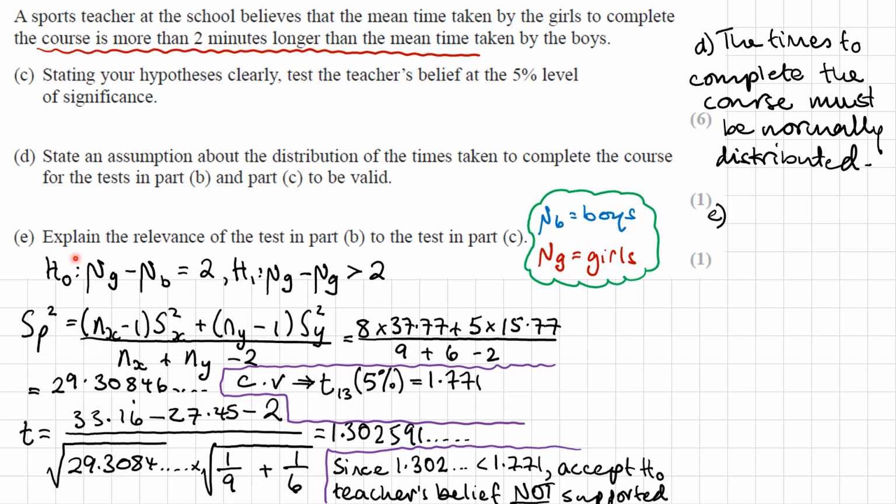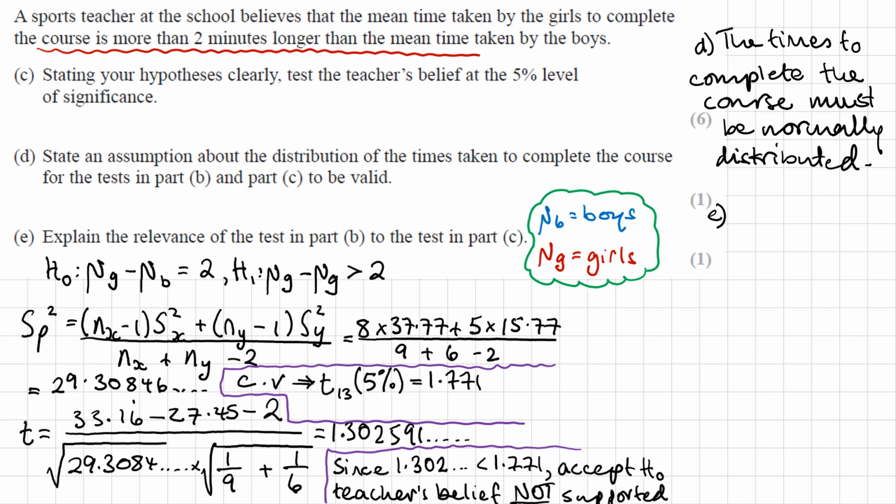Okay, Part E. Explain the relevance of the test in Part B to the test in Part C. Now, I did go through this as we were deciding what test to use in Part C, and that was to do with the variances. We did a test in Part B that showed that there was no significant difference between the variance of the boys and the girls, and for the test in Part C to be valid, that must be true.